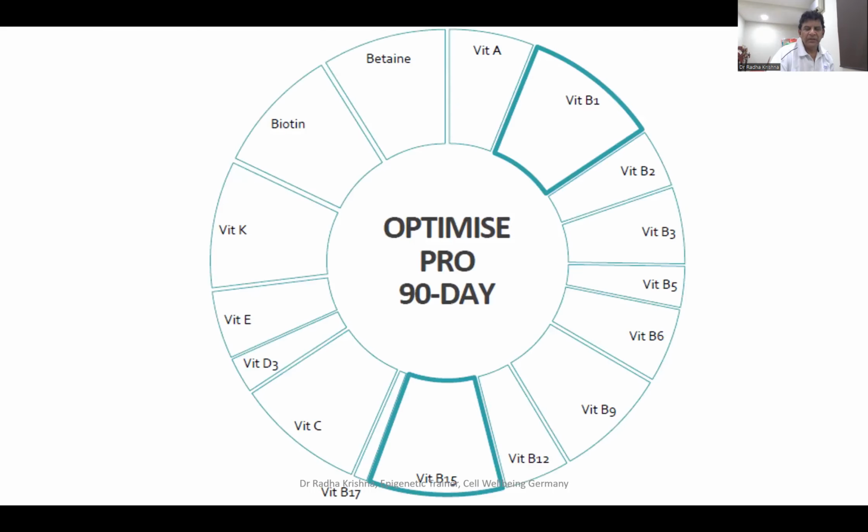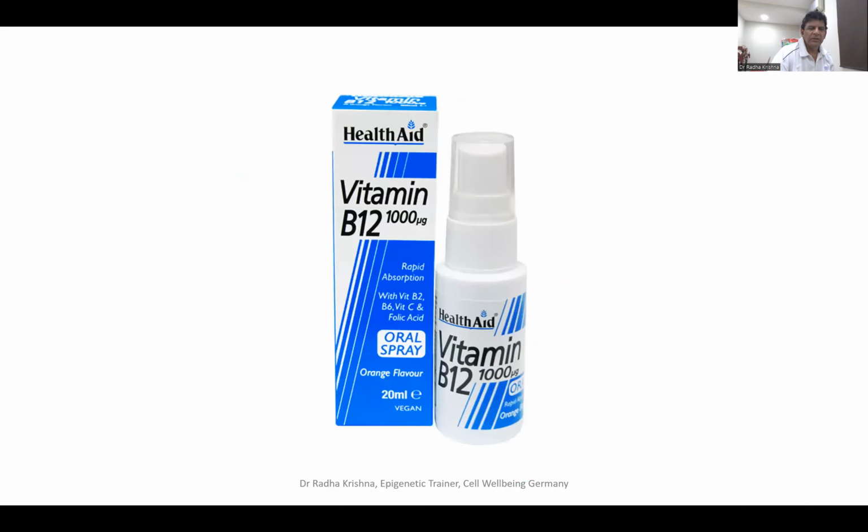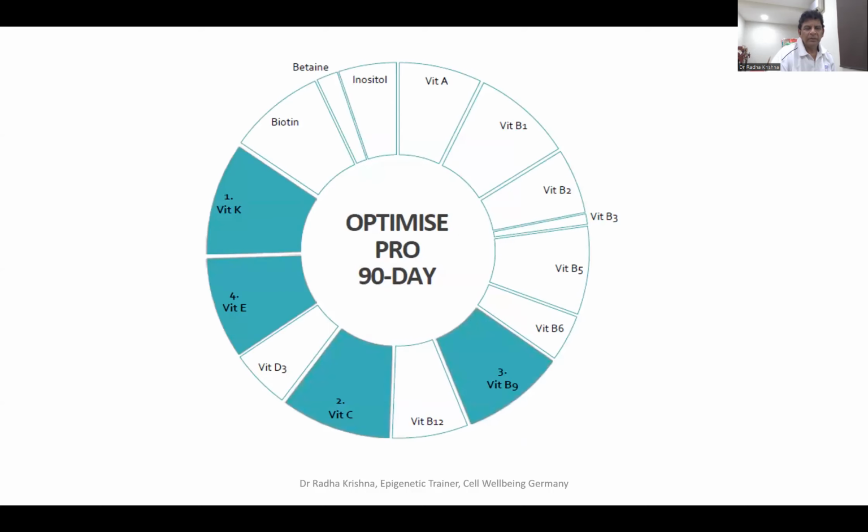So the next one is B15, which has been taken out, B17 is taken out. Some of us will give this. You must please understand, it's not about these sprays. That's a basic mistake we do. We are correcting an underlying metabolic disorder, okay?